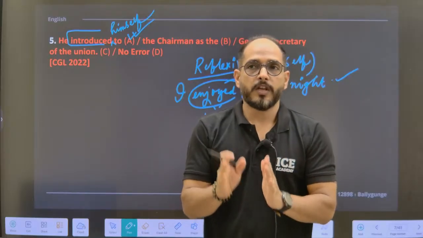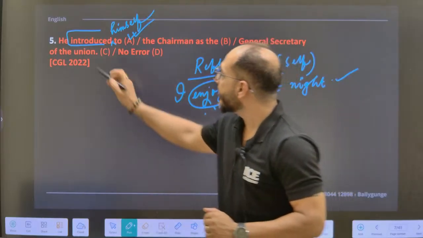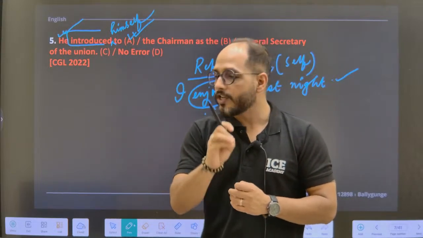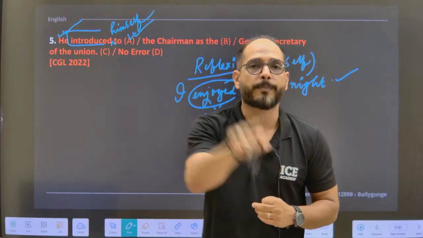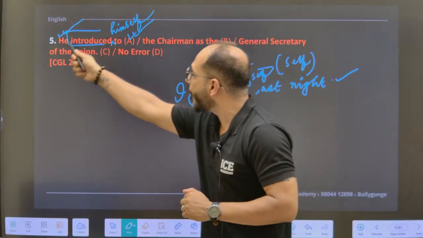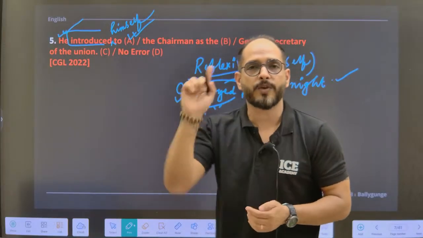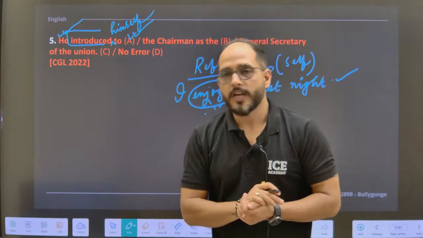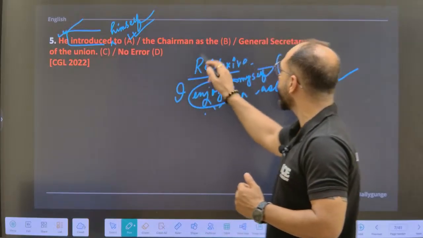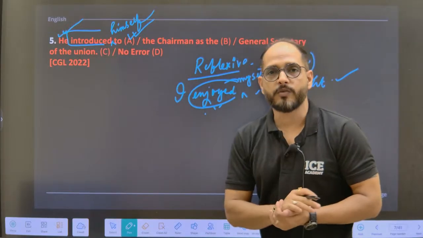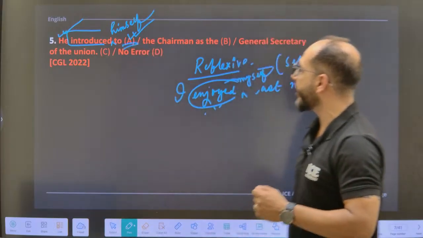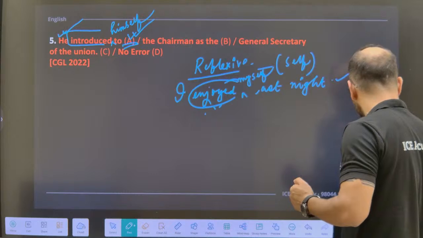Reflexive pronoun should always be related with the subject of the sentence. We need to always use the reflexive pronoun that follows the subject of the sentence, otherwise the sentence would be wrong. Understood? Therefore the correct answer is: he introduced himself to the chairman as the general secretary of the union. Now the sentence becomes correct. Okay, so the error lies in the A part of the sentence. Let's move on to the next question.